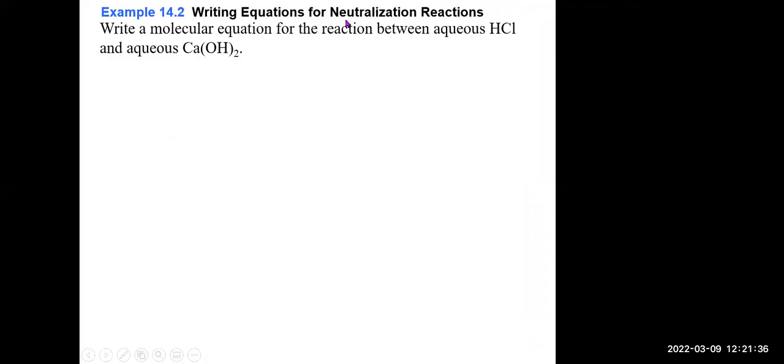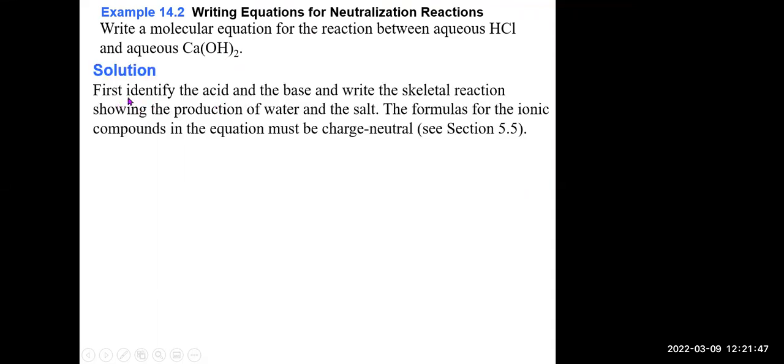Okay, so writing an equation for a neutralization reaction: write a molecular equation for the reaction between aqueous HCl and aqueous Ca(OH)2, calcium hydroxide. The solution is you first identify the acid and base and write the skeletal reaction showing the production of water and the salt. The formulas for the ionic compounds in the equation must be charge neutral, as we see in section 5.5. So we write HCl, because that is the given reactant, so that's the acid, and Ca(OH)2 aqueous is our base.